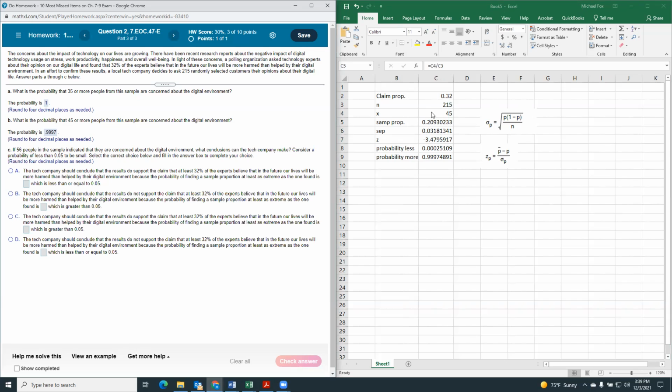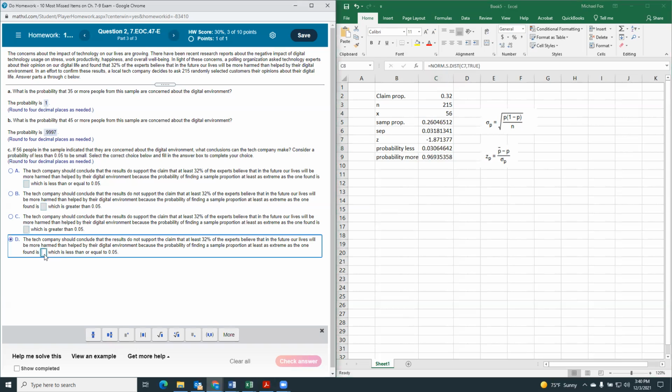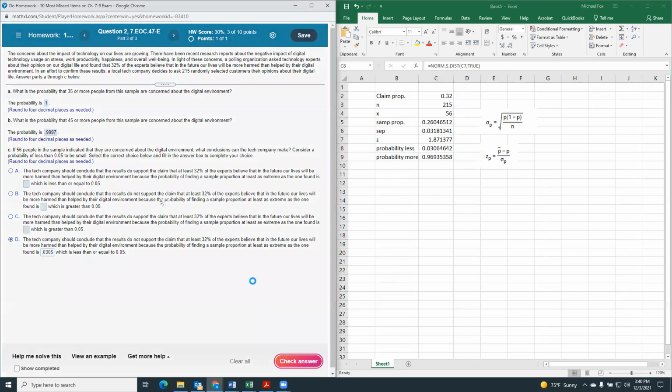So let's see, we're going to go to an x of 56. That's going to give us a probability down here of about 3%, 0.031, something like that, 0.0306, I guess, if we're going to 4 decimal places. So that's going to be less than our 0.05. So we're going to say that the tech company should conclude the results do not support our claim, because we found 0.0306, which is less than or equal to 0.05.